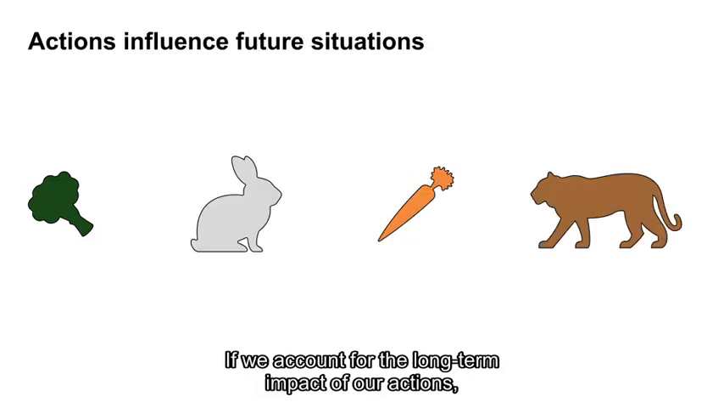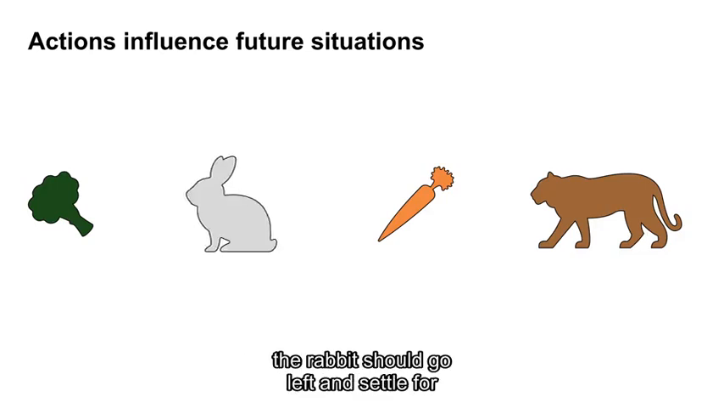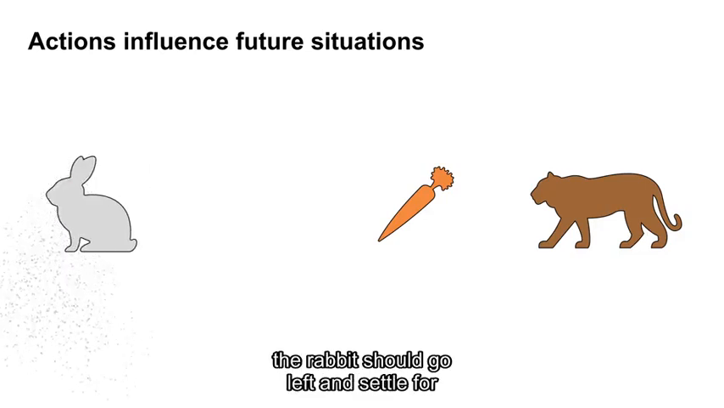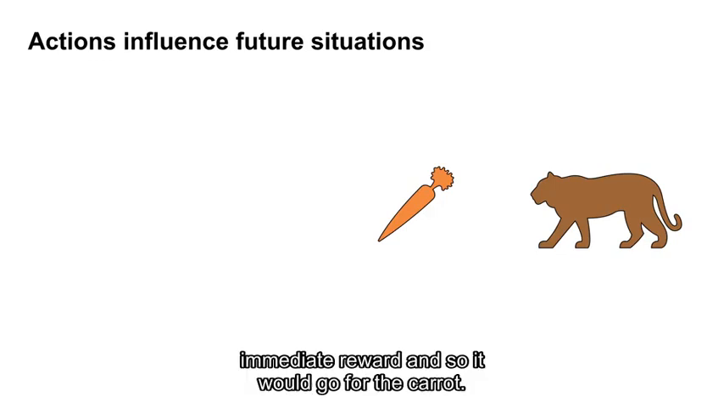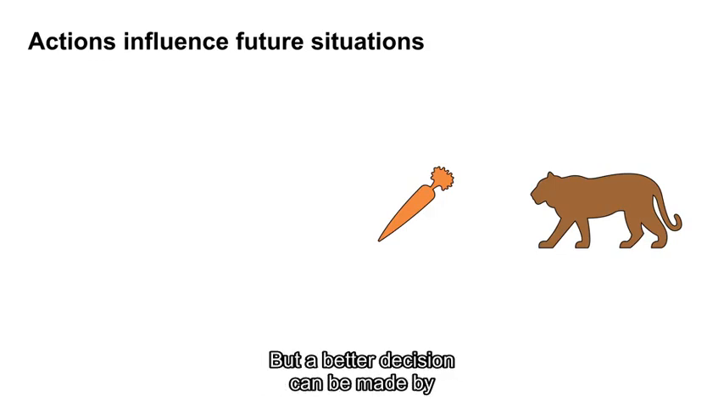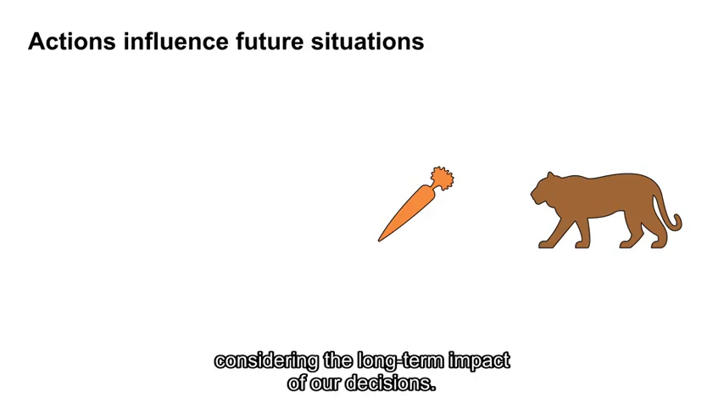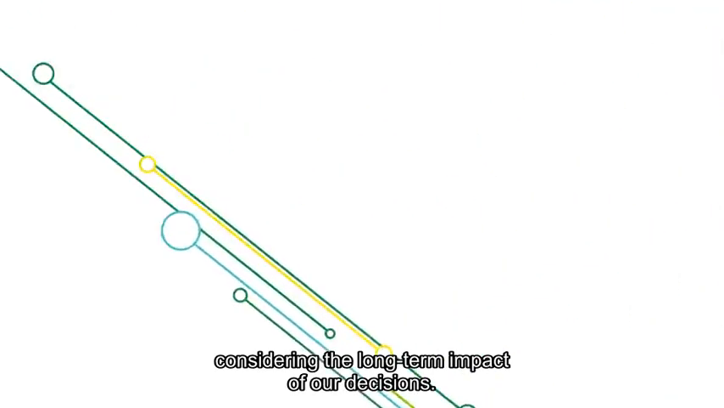If we account for the long-term impact of our actions, the rabbit should go left and settle for broccoli to give itself a better chance to escape. A bandit rabbit would only be concerned about immediate reward, and so would go for the carrot. But a better decision can be made by considering the long-term impact of our decisions.